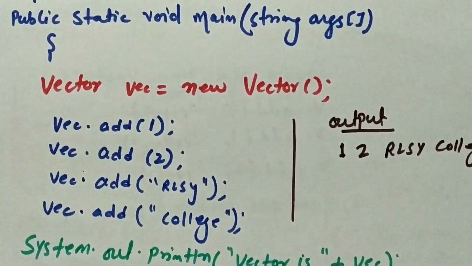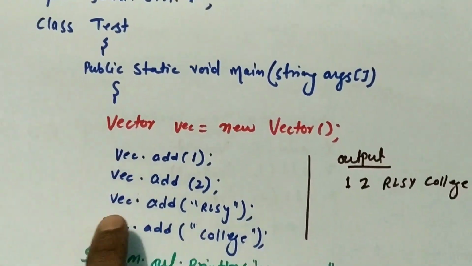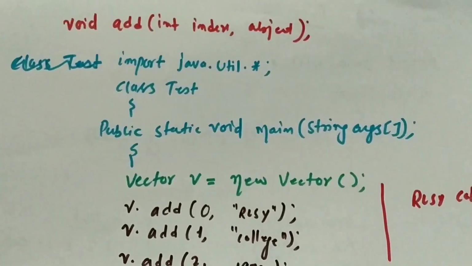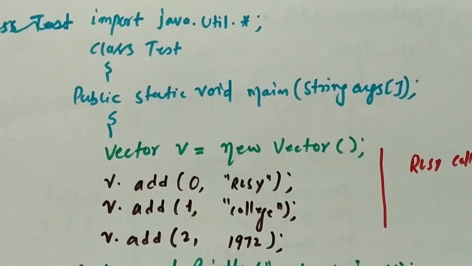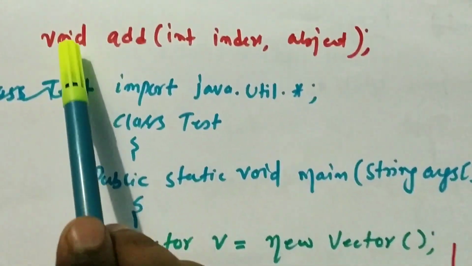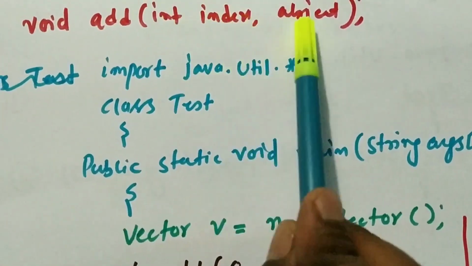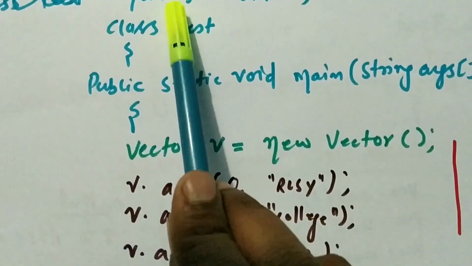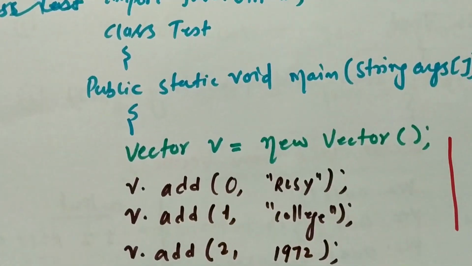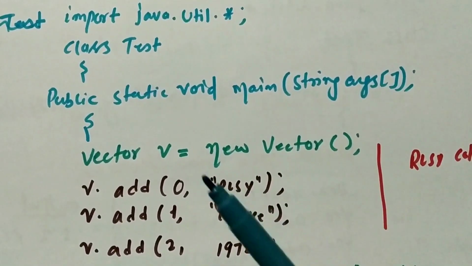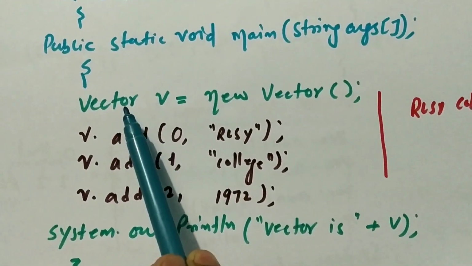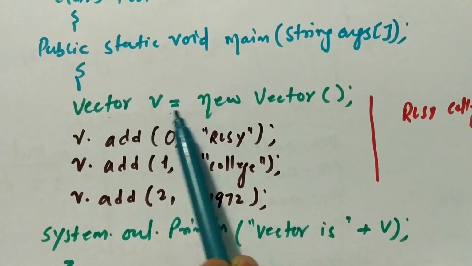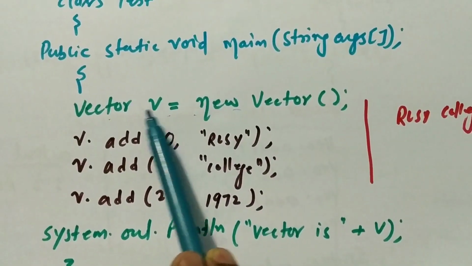So let me show another example of this vector class. See the other example. This is the method void add(int index, Object). This is the method, and let me show an example of it. Import the java.util package, public static void main, and again we are defining a vector: Vector v equal to new Vector. So v is the object of vector.